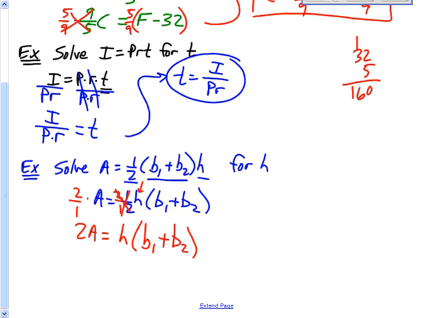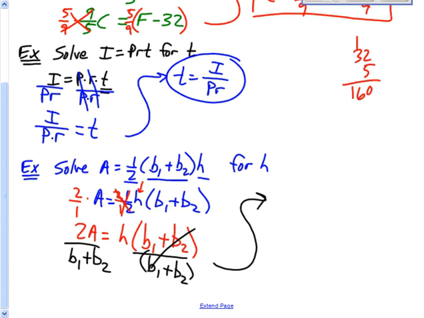Okay? Again, I'm solving for H, so I've got to get rid of that base 1 plus base 2. Well, you notice it's all grouped together right now. H times whatever base 1 plus base 2 is. So if I just divide out base 1 plus base 2, think of that as a quantity, and do it to the other side, guess what? I have it.